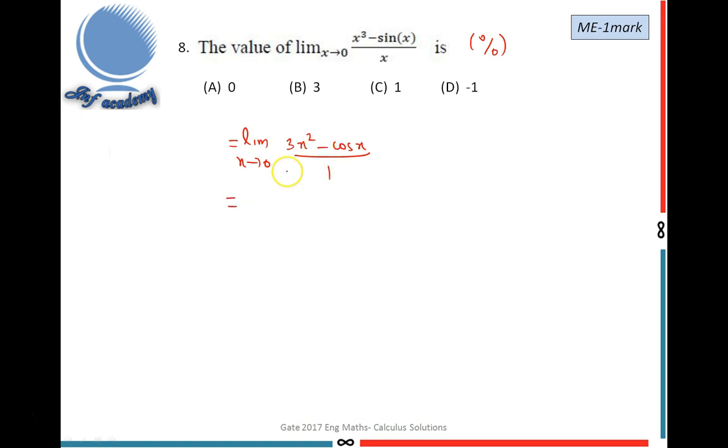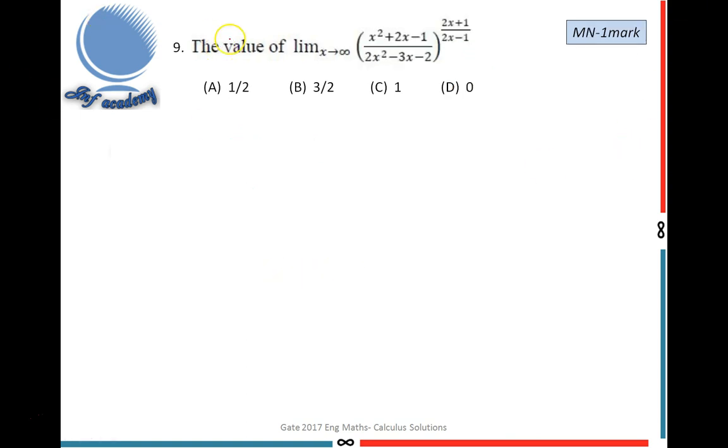Then I substitute the limit. I got 3 into 0 square, 0, minus cos 0, 1, divided by 1. That is, the final answer is minus 1. So answer is option D. Next, the ninth problem is the value of limit x tends to infinity of some function given.